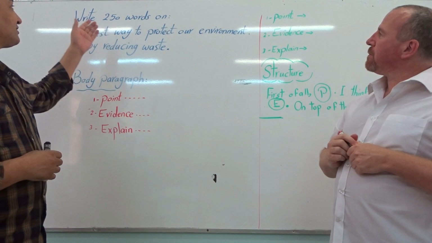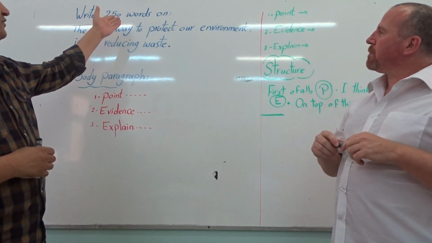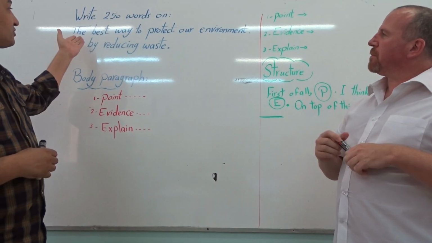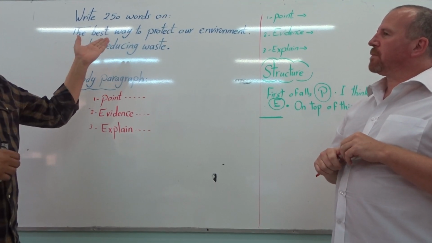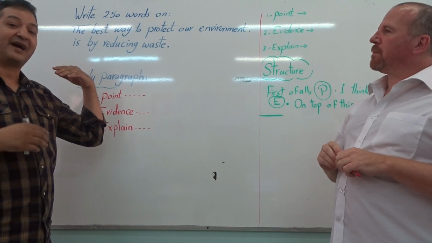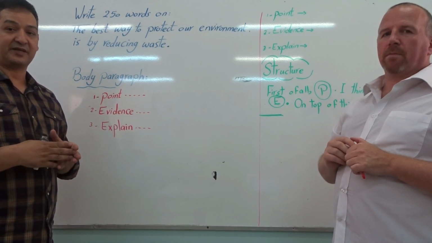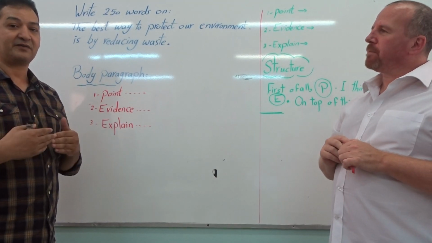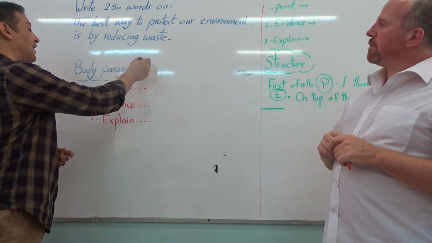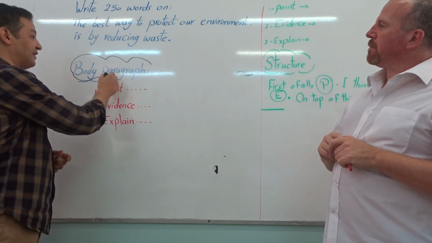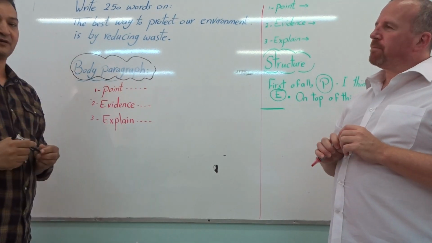Today, as we started last time, write 250 words on this topic: the best way to protect our environment is by reducing waste. Last time, we learned how to write an introduction using background and thesis statement. But today we are talking about something new, how to write a body paragraph, how to start your body paragraph.